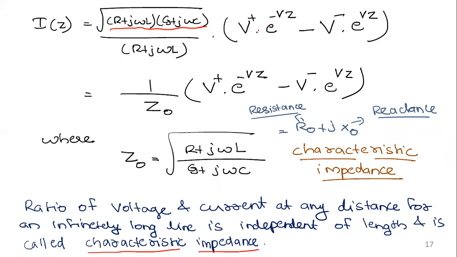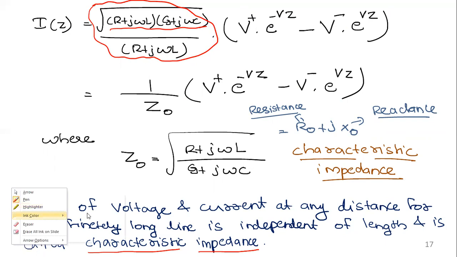Okay, so again V⁺ e^(−γZ), in the same way. Then this complete term we are replacing by 1/Z₀, and in the same way V⁺ into e^(−γZ) minus V⁻ into e^(γZ), where Z₀, so (R plus jωL), one time you can cancel, so this will be a root again, where Z₀ is equal to root of (R plus jωL) by (G plus jωC).